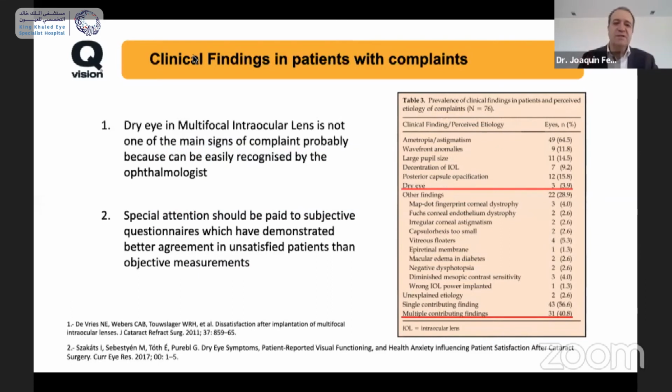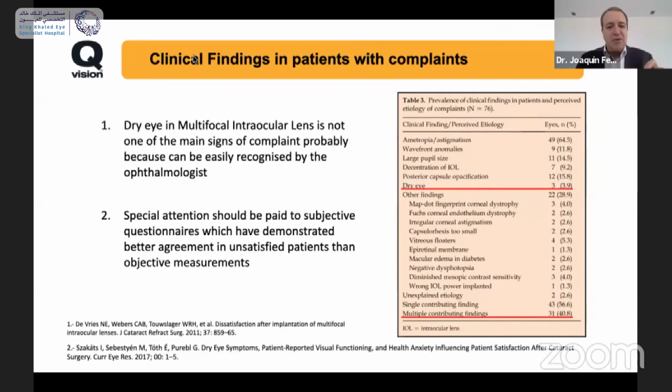But right now, from what we have seen published in the literature, as you can see here in the table, the dry eye is reducing more and more. The percentage of complaints is probably lower because ophthalmologists are taking more care about that, and you need to pay attention to the subjective questionnaire most of all, even more than the signs.